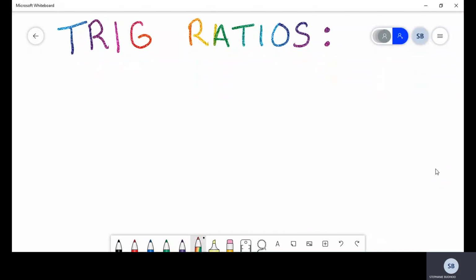So today we're going to be looking at another video on trigonometry. But this time, since we already touched on basics, you already were introduced to Pythagoras' theorem, we are going to be looking at trig ratios.